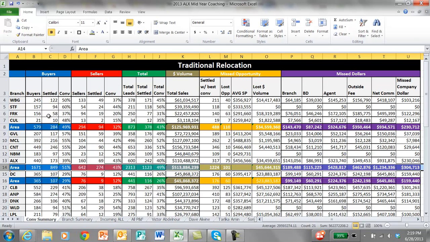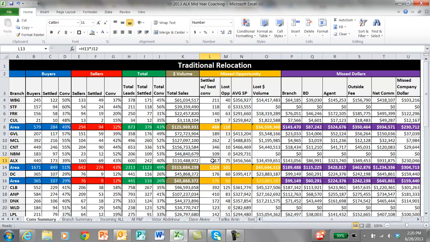So it's broken down, and here we have the conversion rate for buyers, conversion rate for sellers, conversion rate overall for the branch. We have the total sales volume that was done over a 1-year period, so that's anything that's final and anything pending. Here's the sales volume for those branches. In addition, the next column says, what were our missed opportunities?